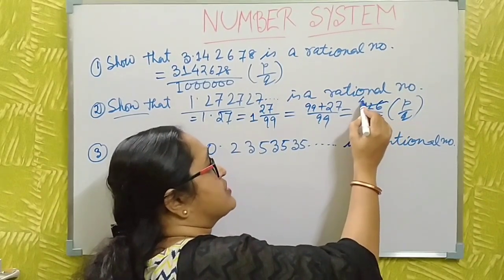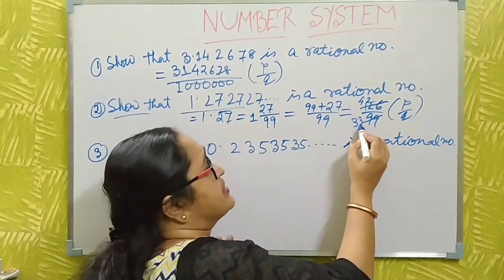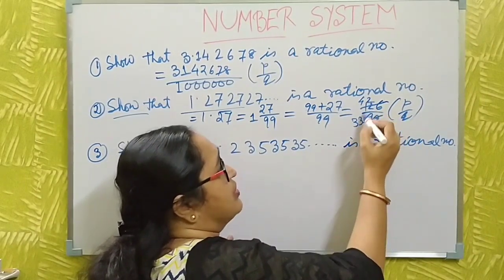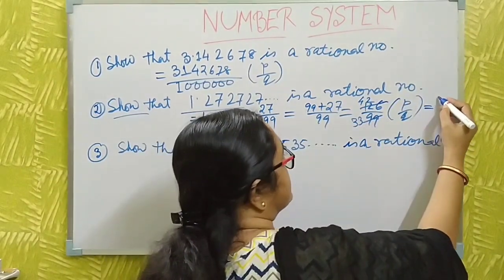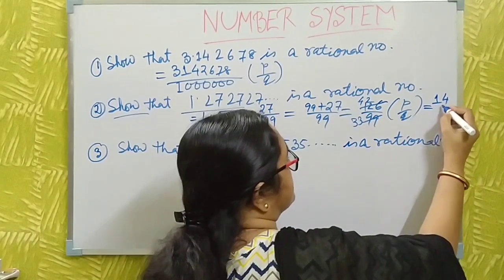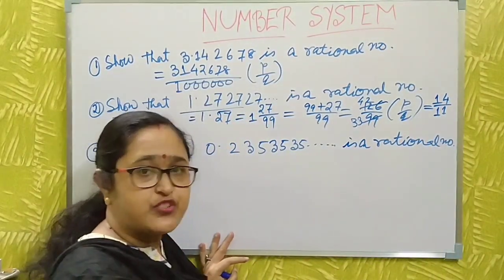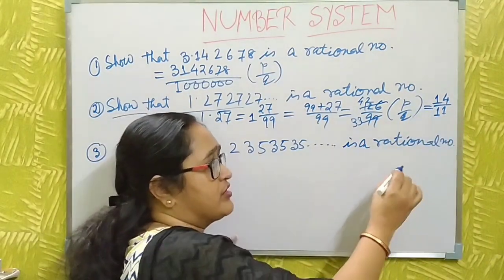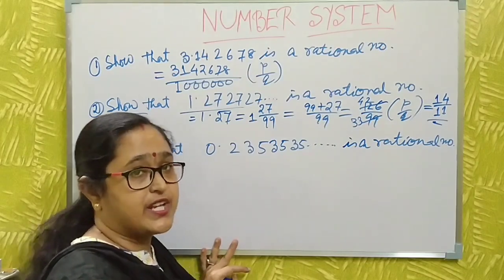3 4s are 12, 3 2s are 6, 3 3s are 9. Then again here, 3 1s are 3 and 3 4s are 12. P and Q are prime to each other, 14 and 11, and Q not equal to 0. That's why this is a rational number.